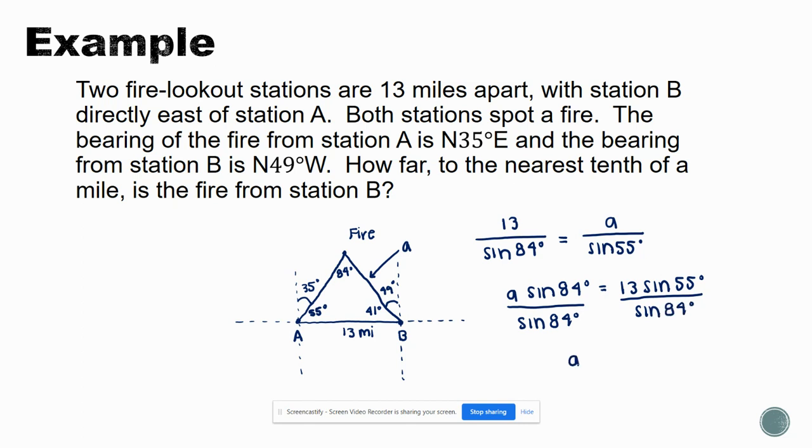And then just carefully put it into your calculator, thinking about order of operations. Once again, it's asking for the nearest tenth of a mile. And so the side a, which is representing the distance from station B to the fire, is going to be 10.7 miles. And that would be my answer. So I think the biggest thing here is, can you first and foremost sketch the picture correctly? Because once you have that picture, it's just doing what we've been doing for these last couple of days, setting up an equation using the law of sines.